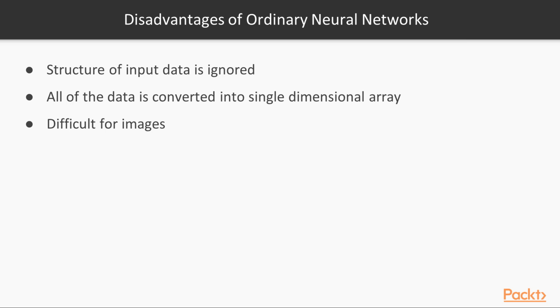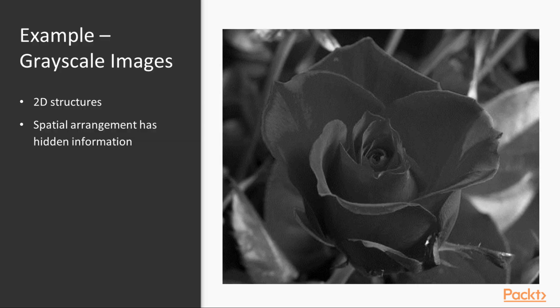One of the main disadvantages of ordinary neural networks is that they ignore the structure of input data. All data is converted to a single-dimensional array before feeding it into the network. This works well for regular data, but things get difficult when we deal with images. Let's consider grayscale images. These images are 2D structures, and we know that the spatial arrangement of pixels has a lot of hidden information. If we ignore this information, we will be losing a lot of underlying patterns.